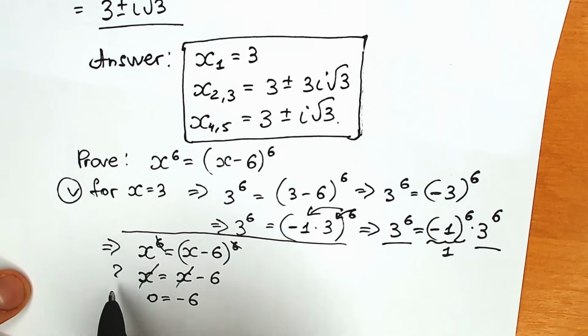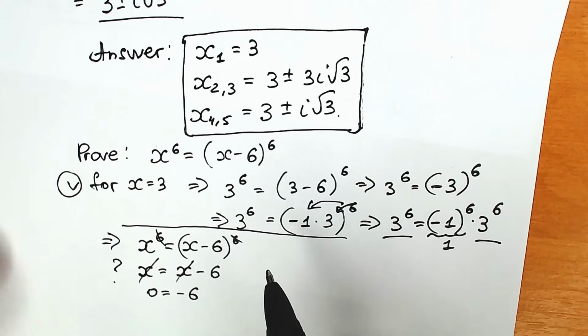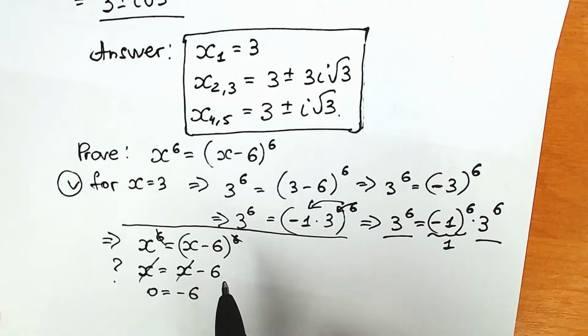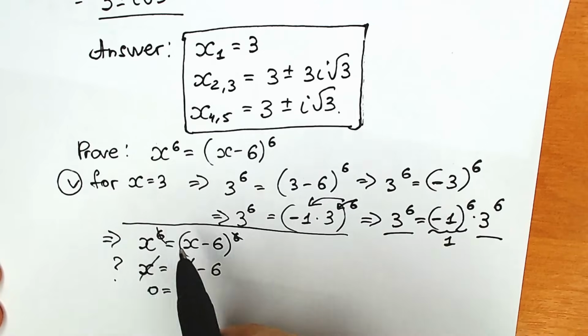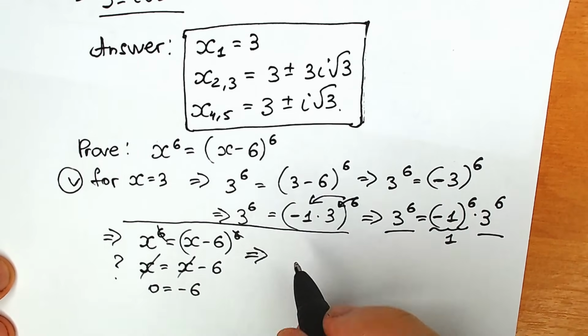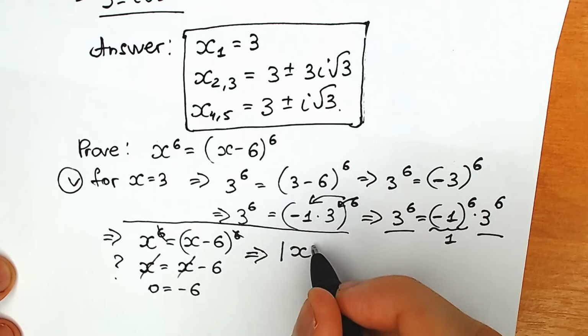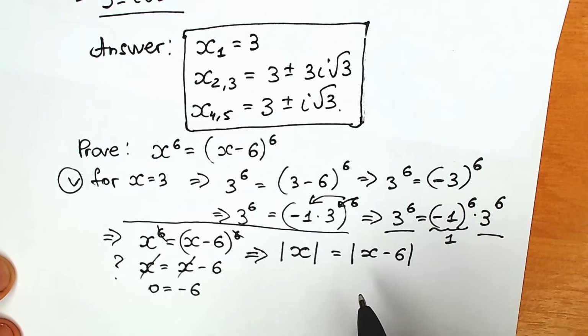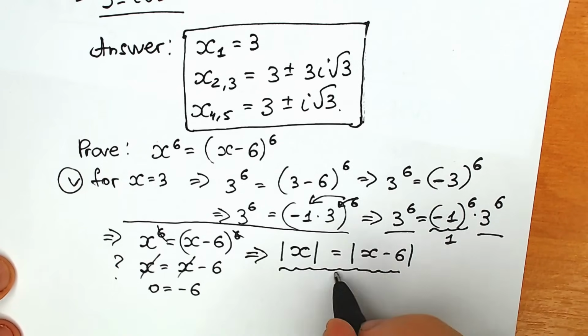And a lot of students ask me why. Because we cancel it, we can easily do this. Yeah, it's not a wrong way to express it. But in our case, when you cancel this 6 power, don't forget that this expression can be positive and can be negative. So if you cancel a 6 power, 4th power, 2nd power, don't forget about the absolute value. So the absolute value of x equals the absolute value of x minus 6, because this expression can be positive and can be negative. And when you solve this equation, as a result, you can get x equal to 3.